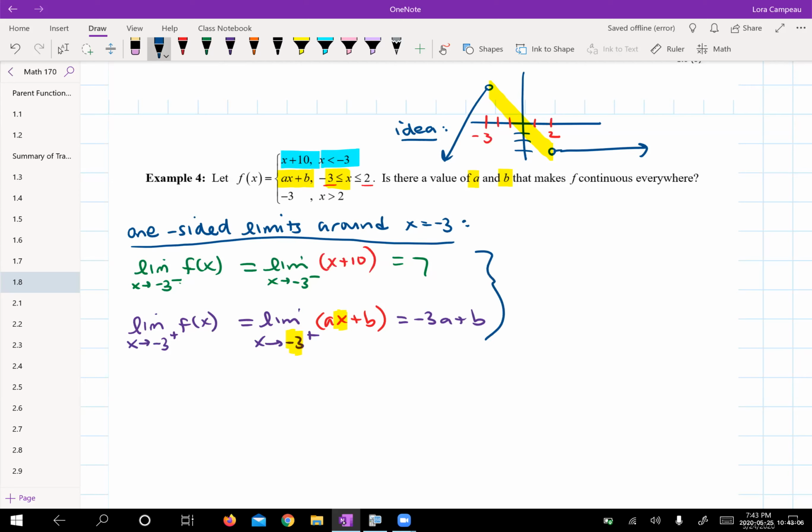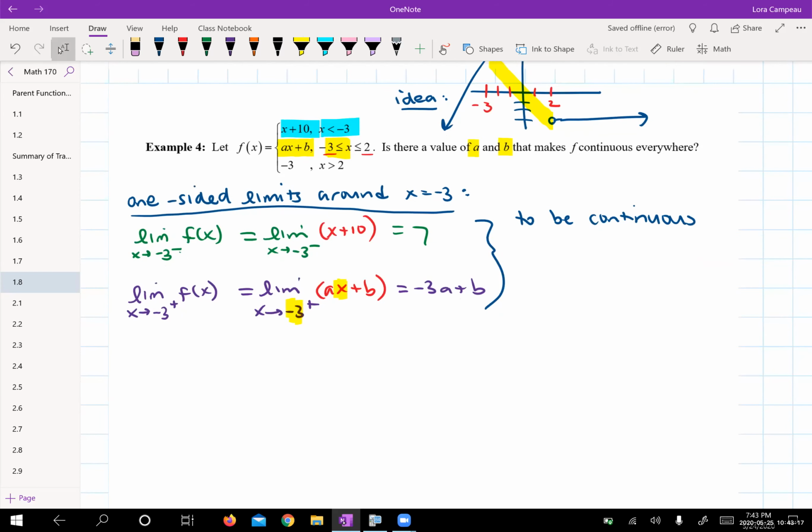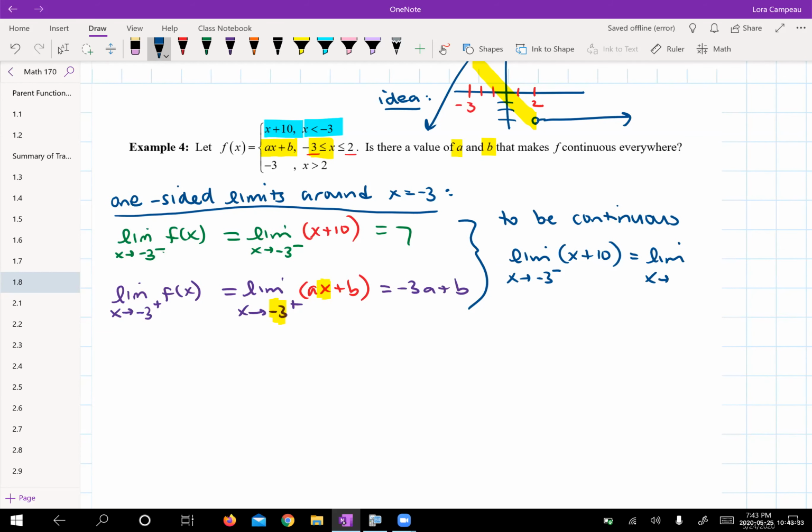Now, in order to be continuous, I like to write it out. We could talk about this verbally, but it's nice for formal notes. Your limit as x approaches -3 from the negative side of x plus 10 has to be equal to your limit as x approaches -3 from the positive side of ax plus b. That's the definition of the continuity coming in.